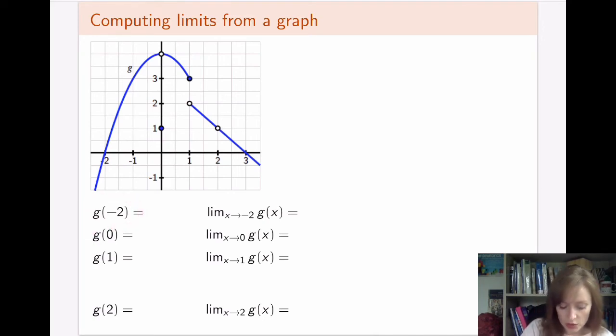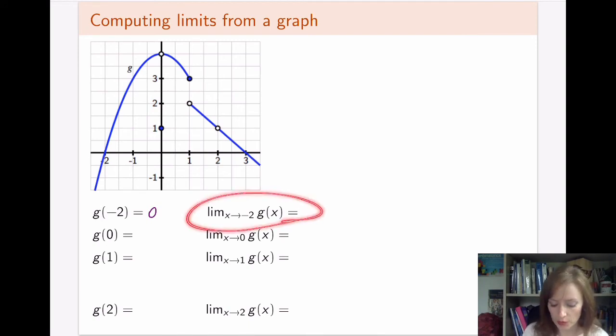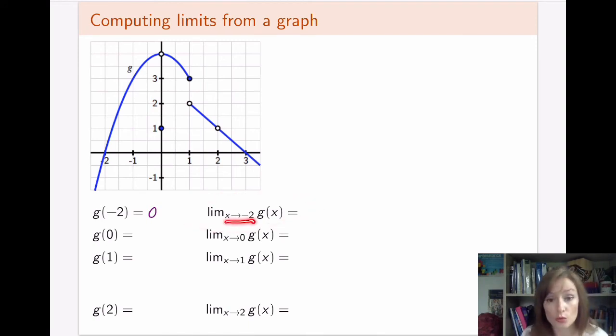So g of minus 2, I'm plugging in minus 2. There's my function g. So g of minus 2 is equal to 0. Now let's compute the corresponding limit here too. So limit as x goes to minus 2 of my function. So as x approaches negative 2 on the left and on the right, again, I'm going to walk along the graph, and I'm going to see that both of those points approach 0. Excellent. The next one, g of 0. Well, 0 is over here. Actually, I'm going to label this here.